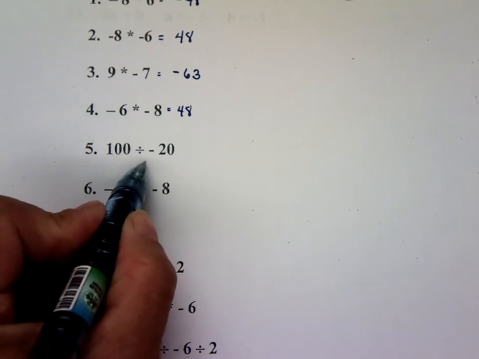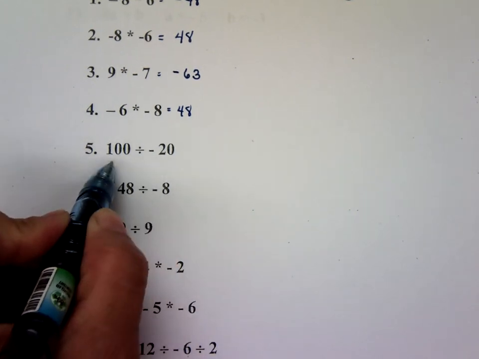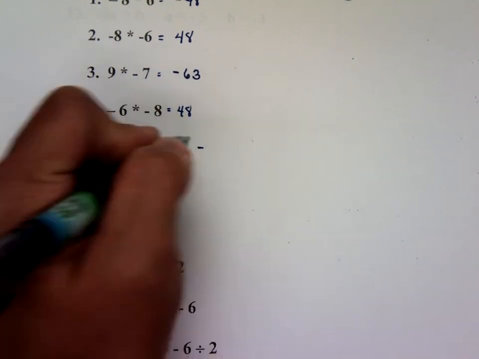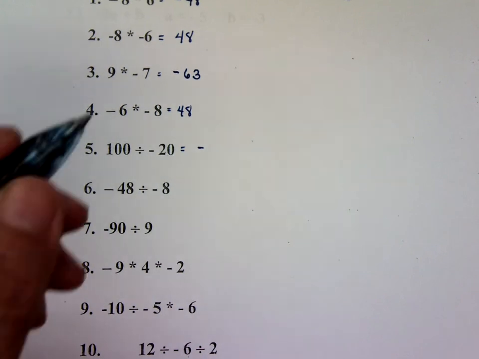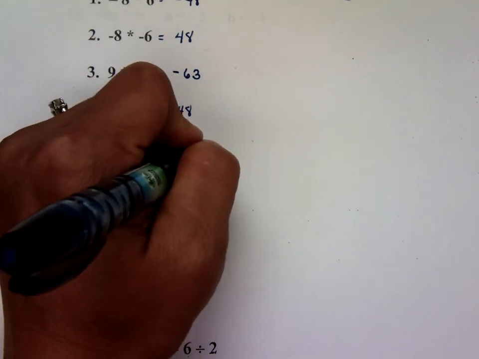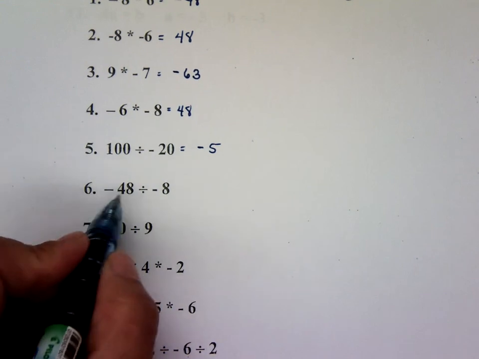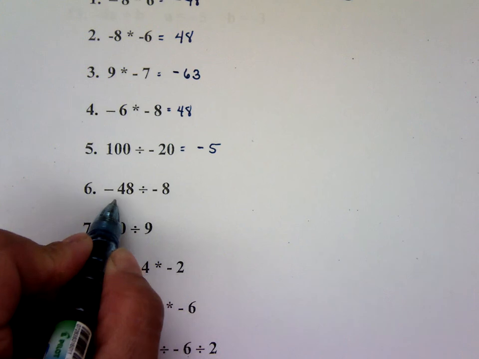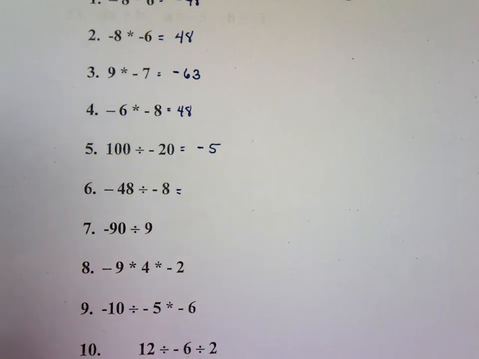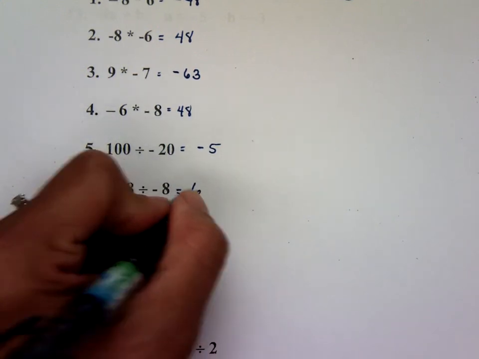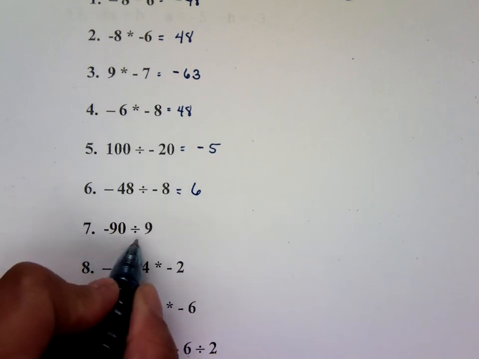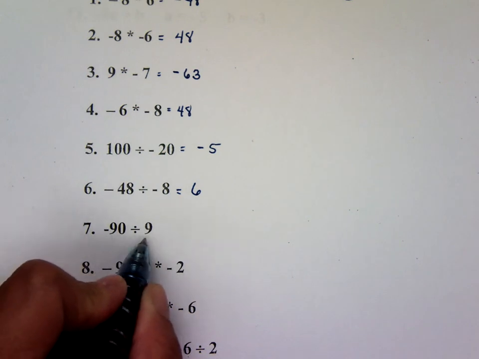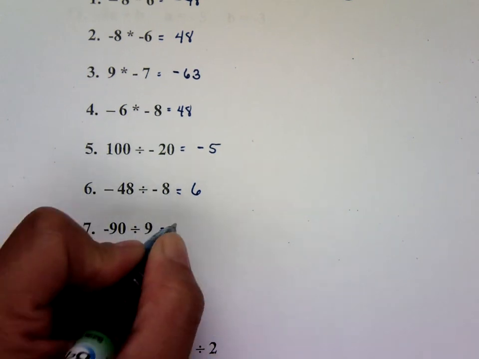Now division, same thing. Ask yourself, do you win or lose? Well, they're different signs, so you lose. Put a negative, and the answer is negative 5. Negative 48 divided by negative 8. Ask yourself, do you win or lose? You win because they're both the same sign, and so this would be 6. Negative 90 divided by 9. Ask yourself, do you win or lose? Well, you lose because you have a negative and a positive, and so the answer is negative 10.